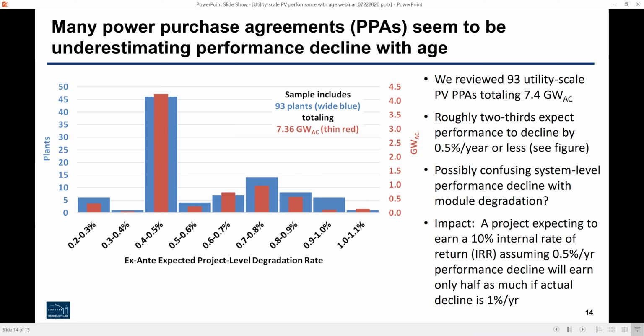Great. So I'll ask the next one, and this is maybe a further clarification of the system level versus module level degradation. But the question is, did we have sufficient data to be able to exclude data points that might be heavily impacted by grid outages or other non-project related events?